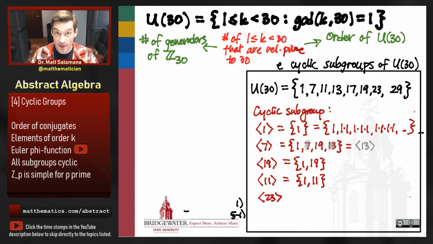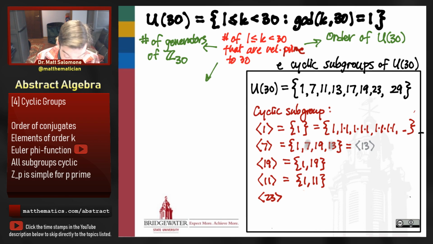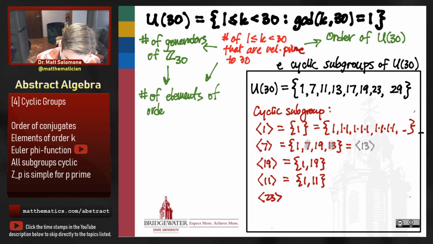So the Euler phi function has that dual purpose for us. It can tell me how many elements there are in the multiplicative group mod n. It can also tell me the number of generators there are in the additive group mod n. Both of those things are equal to the Euler phi function of n. The number of generators for the additive cyclic group of order 30 is also the same thing as the number of elements of order 30 in any cyclic group that has elements of order 30.